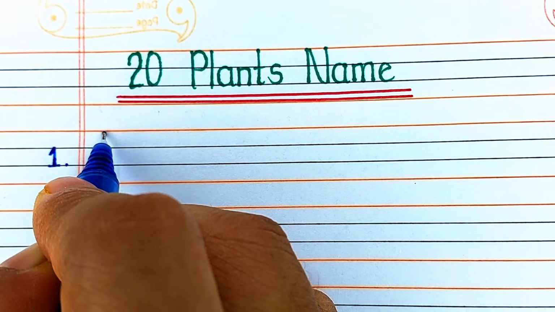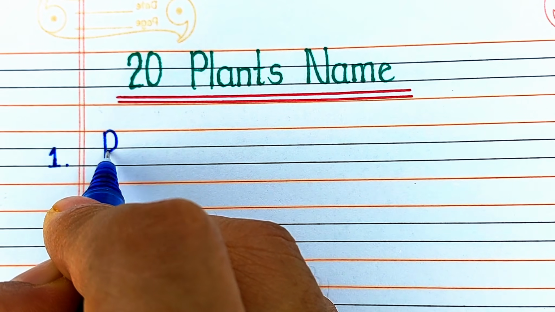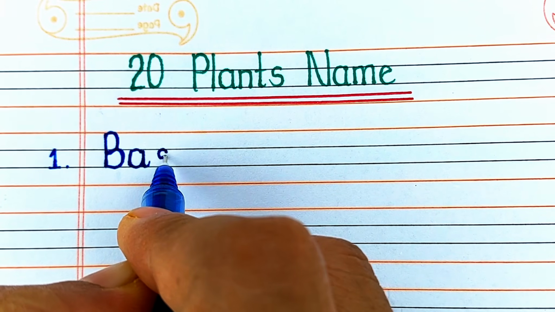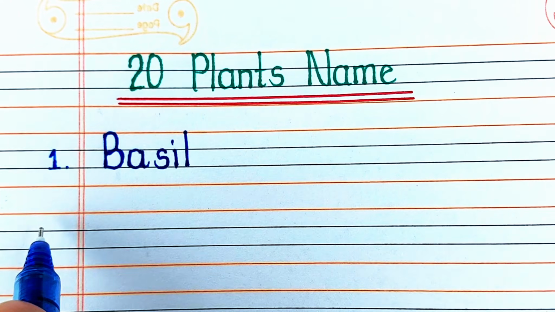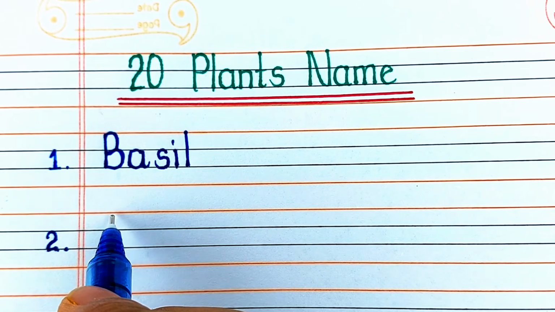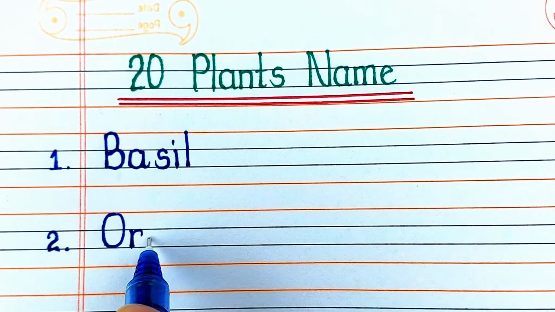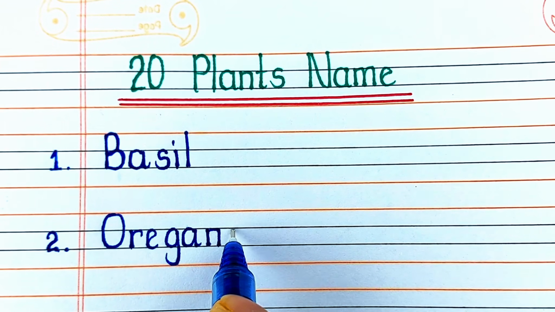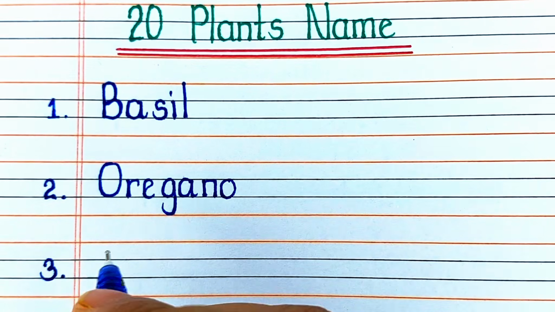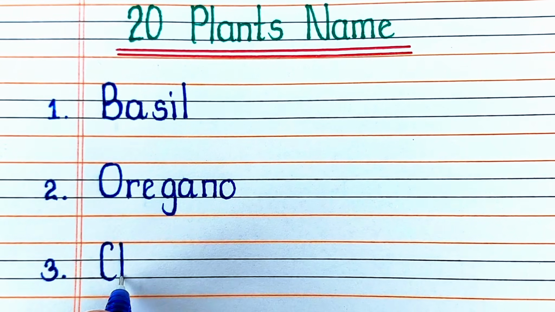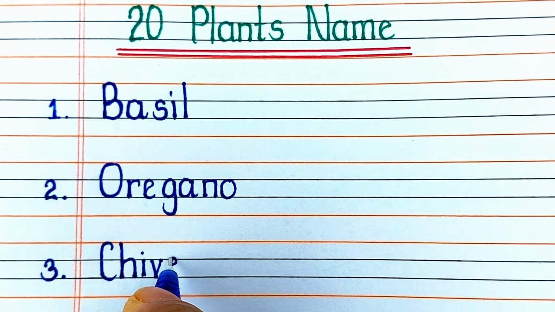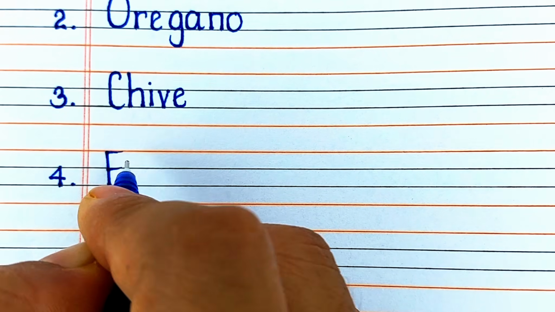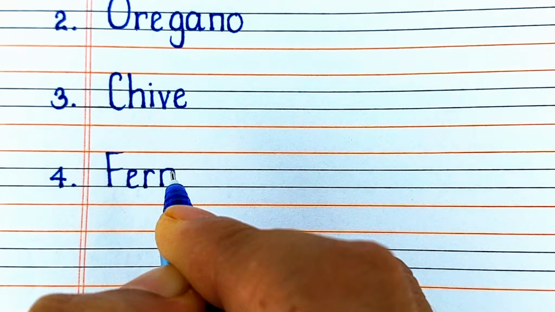In this video, we will learn and write name of 20 plants in English. First one is basil plant. Next is oregano plant. Next plant is chive plant. Next is fern.